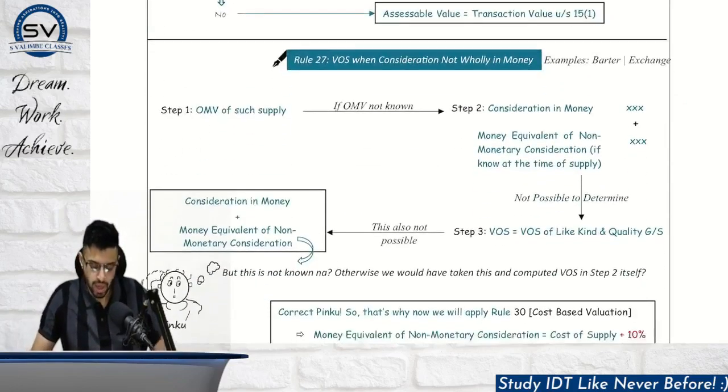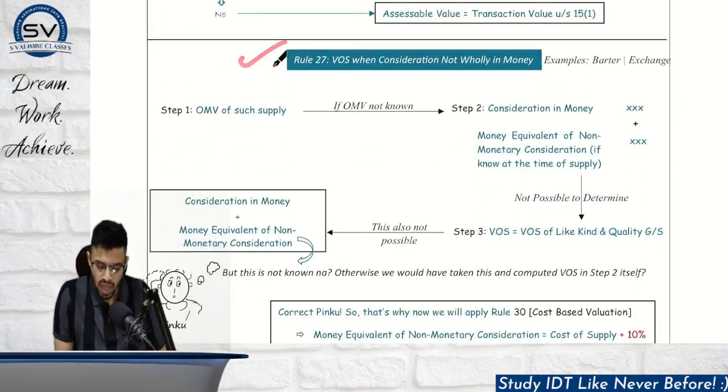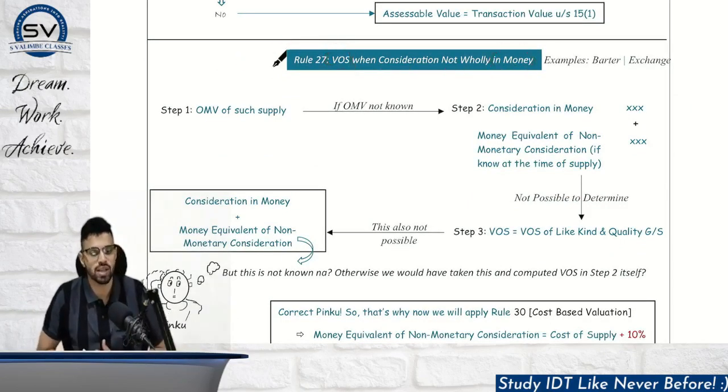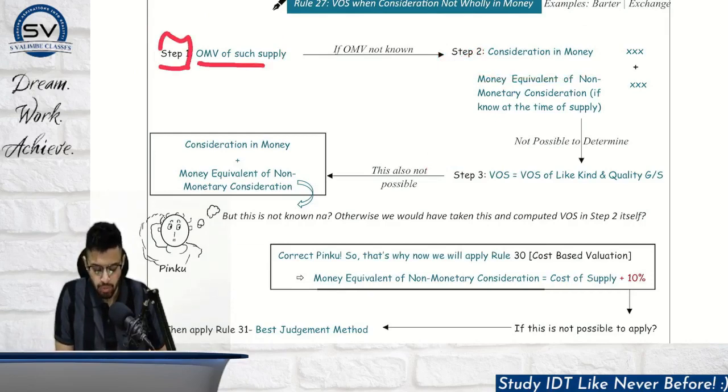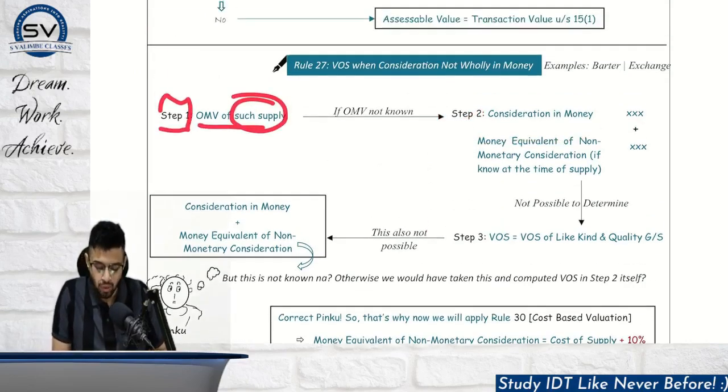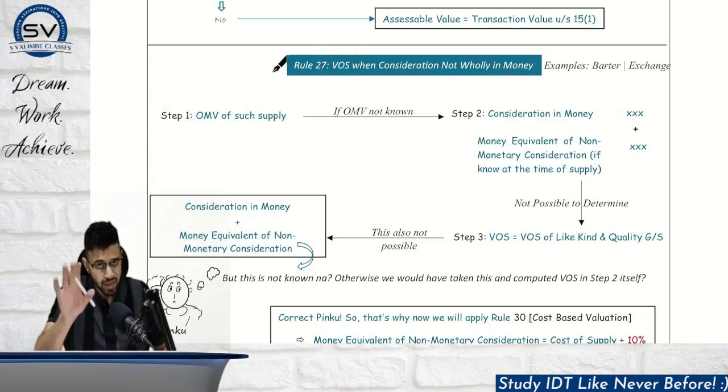Okay, now let's start with rules. Rule number 27. Value of supply when the consideration is not wholly in money, for example, barter, for example, exchange. So money is involved, but along with money, something else is also coming in, right? Now we will apply priority-wise steps here, that if step number 1 is not able to comply, then we will apply step number 2, similarly like that. Step number 1, you see open market value of such supply. Now please understand what is the case here. We have to determine value of supply when consideration is there. Consideration is there in money as well, but it is not wholly in money, means some in-kind portion is involved.